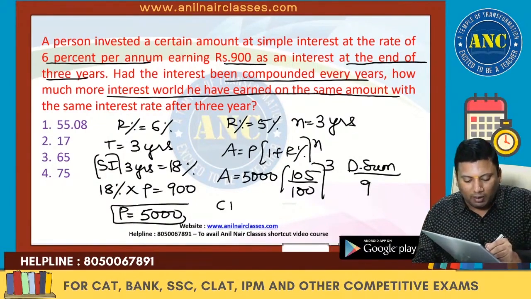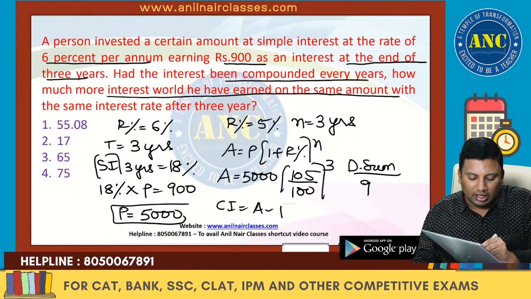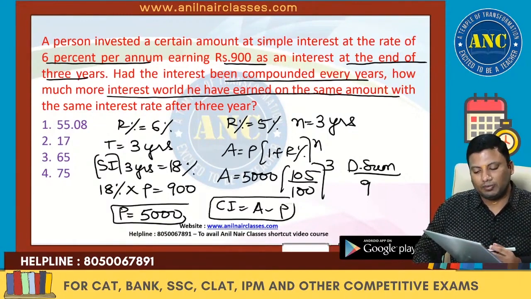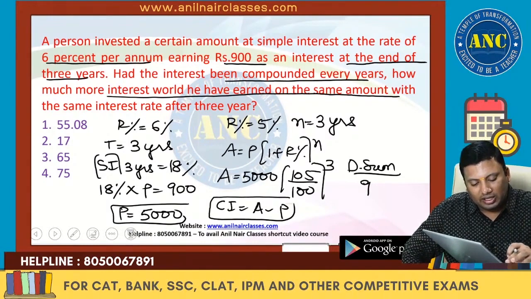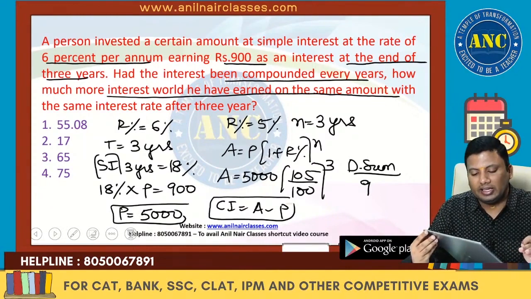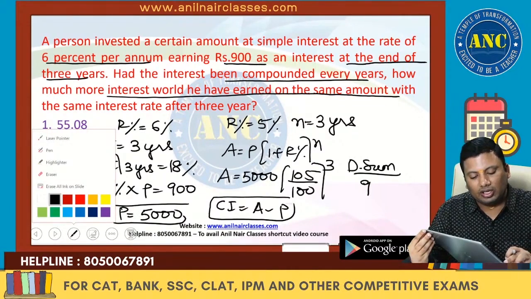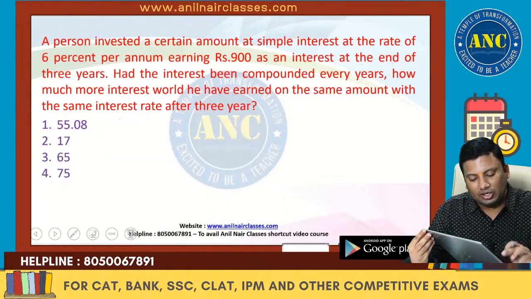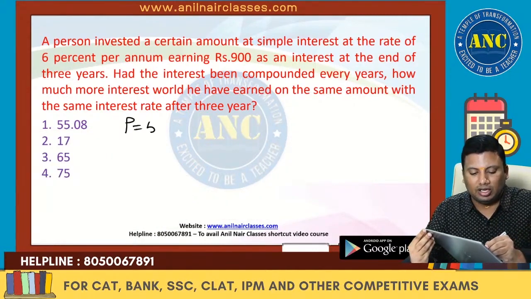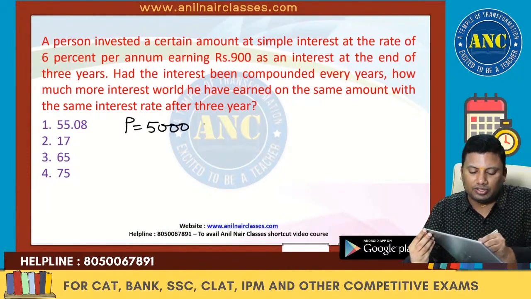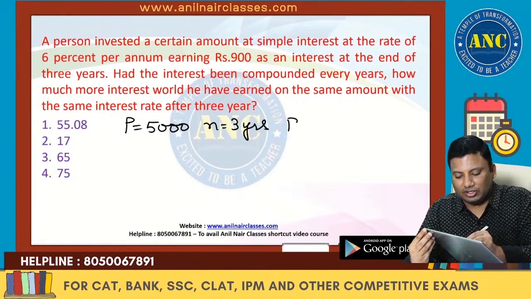So compound interest is nothing but amount minus principal, right? If you do, you will get the digital sum. This is one method. Another method is, now see here, I will do one slowly. Idea is clear, right? 6% is given on simple interest. For 3 years total, it will be 18%. So P is 5,000, N is 3 years, R is nothing but 6%.